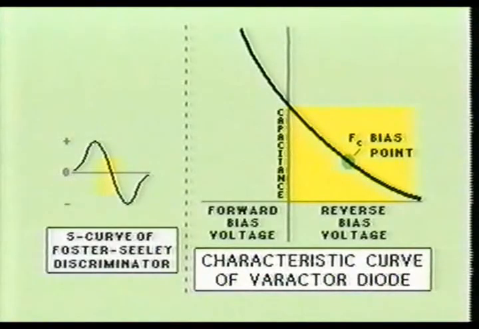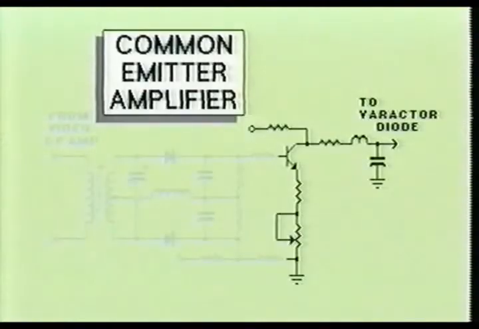The output of the Foster-Seeley discriminator follows the same basic reverse bias requirements of the varactor diode, but with a reversed and lowered amplitude. A common emitter amplifier is placed in between the Foster-Seeley discriminator and the varactor diode of the local oscillator stage. This amplifier circuit provides inverse DC amplification and the exact bias level required for the varactor diode to correctly offset the drift in frequency.